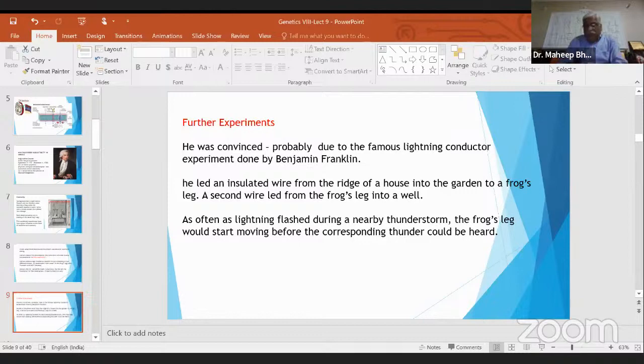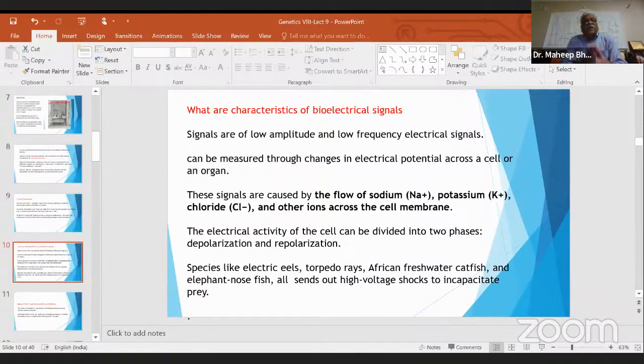So these two experiments basically suggested there's some kind of bioelectricity generated in animals. Although these signals are low amplitude and low frequency electric signals, they can be easily measured with the help of available devices across the various cells and the various organs which consist of these cells. And as I already said, these signals are basically caused by the flow of sodium ions, potassium ions and chloride ions. So these are the three main things involved in the production of this kind of charge.